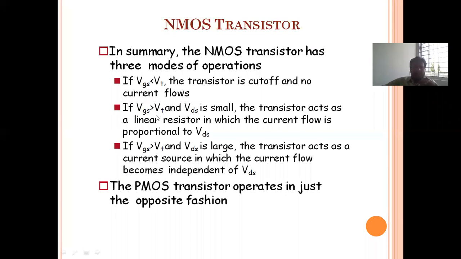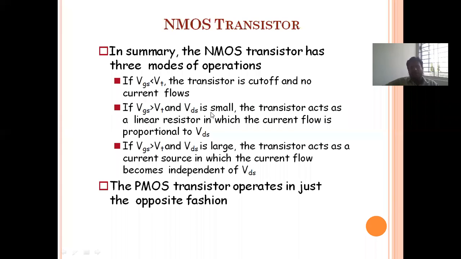Second, VGS is greater than VT and VDS is small. Compared to the first condition, the voltage between the gate and source terminals is greater than the threshold voltage, and at the same time VDS is small, so the transistor acts as a linear resistor. In the linear mode, the current flowing through the device is proportional to VDS. If you increase VDS, your drain current also increases accordingly.